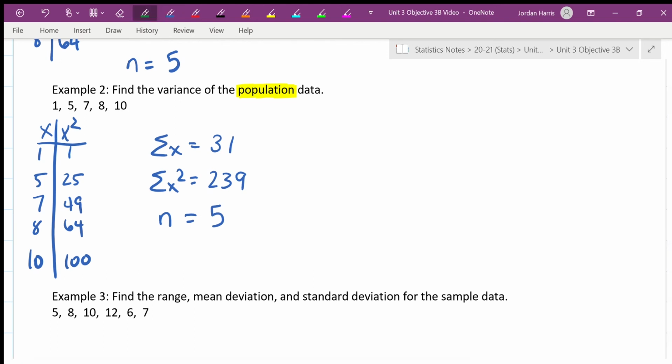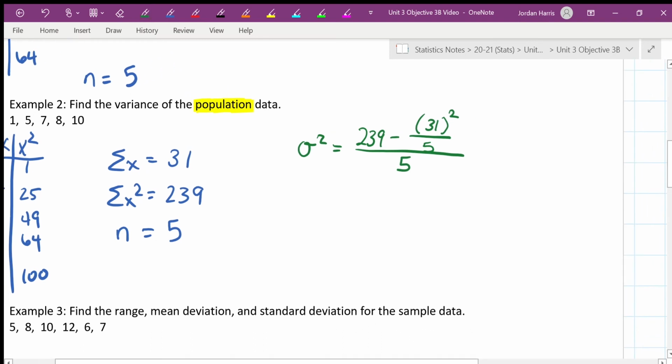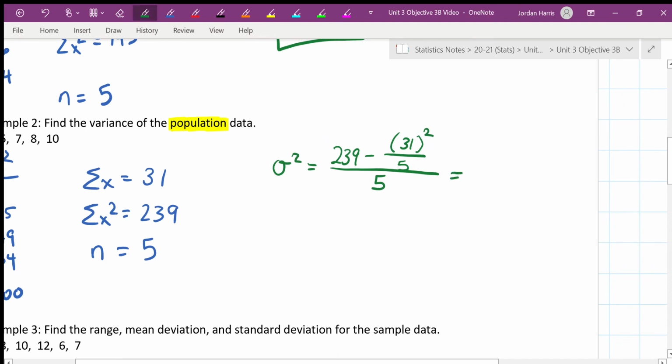This time it's population data, so that would be sigma squared. I take my sum of the x squared, 239, minus the sum of x, then squared, so 31 squared, divided by n, all over n. If you wanted to, you could do it step by step. 239 minus 192.2 over 5. Then you'd subtract those two and divide by 5, and you would get 9.4.